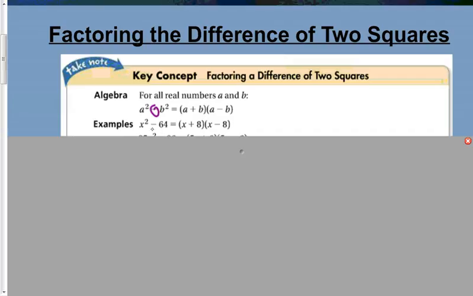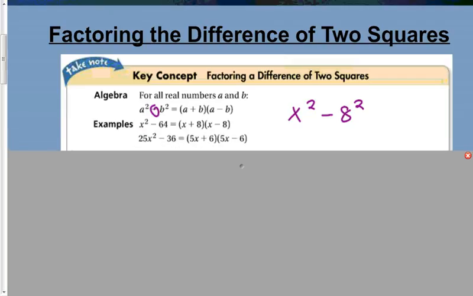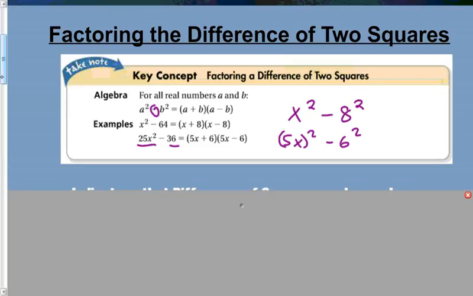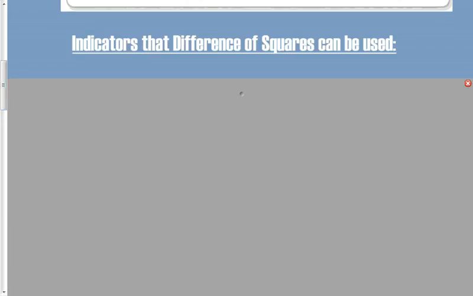So here's an example. We have x squared minus 64. We know that that would be x squared minus 8 squared. So we factor that, we do x minus 8 times x plus 8. Okay, this one too. We have perfect square, perfect square. This would be like 5x squared minus 6 squared. So our factors are 5x and 6. So we have 5x plus 6 times 5x minus 6.